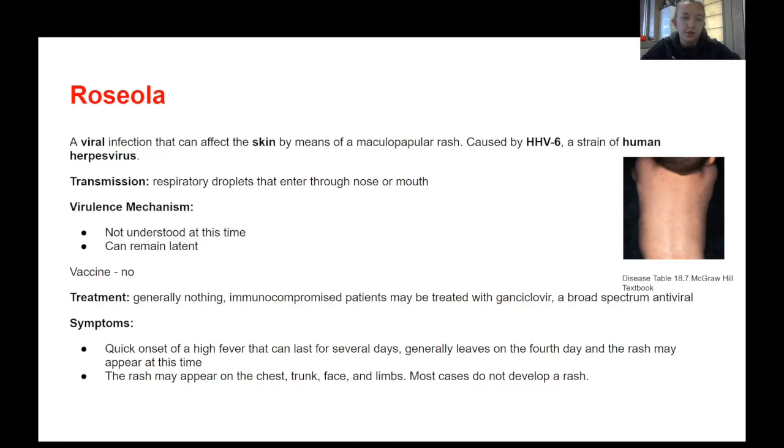So the symptoms of roseola begin with a quick onset of a high fever that can last several days, and it usually leaves on the 4th day. And the rash usually appears on the 4th day when the fever leaves, when the disease is almost done. The rash can appear on the chest, trunk, face, and limbs. However, most cases do not develop a rash.